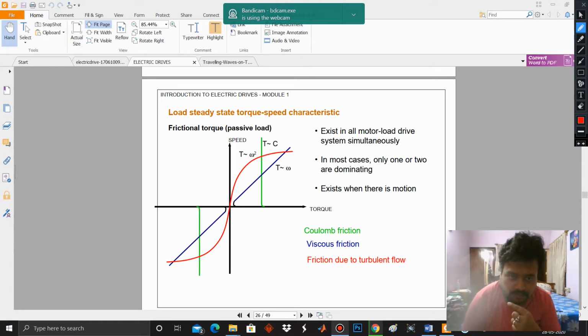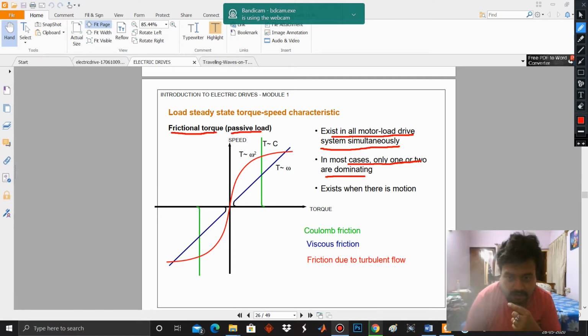So the first type of load torque is the passive load torque. What is the example of a passive load torque? Say frictional load torque. It is a passive load torque. They exist in all motor load drive systems simultaneously. In most cases, only one or two are dominating.